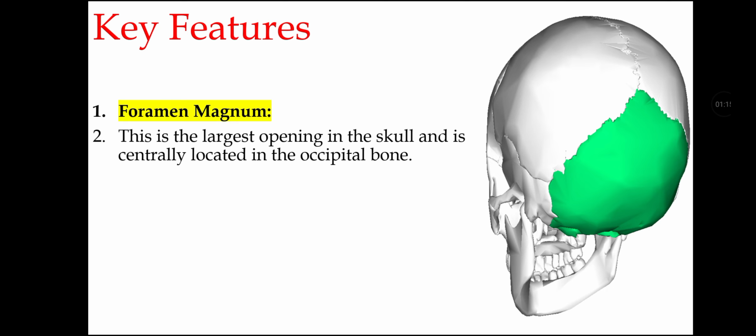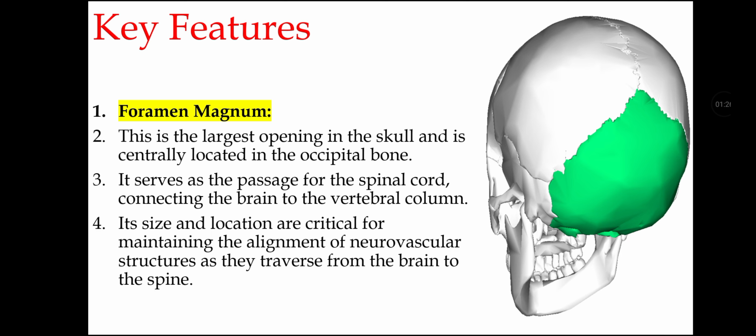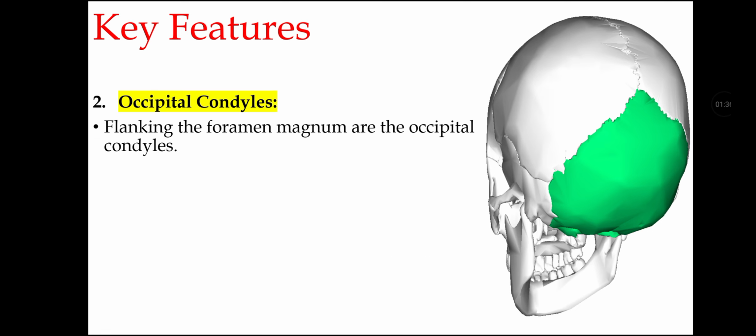Now let's talk about the key features of the occipital bone. The first feature is the foramen magnum. This is the largest opening in the skull and is centrally located in the occipital bone. It serves as a passage for the spinal cord connecting the brain to the vertebral column. Its size and location are critical for maintaining the alignment of neurovascular structures as they traverse from the brain to the spine.